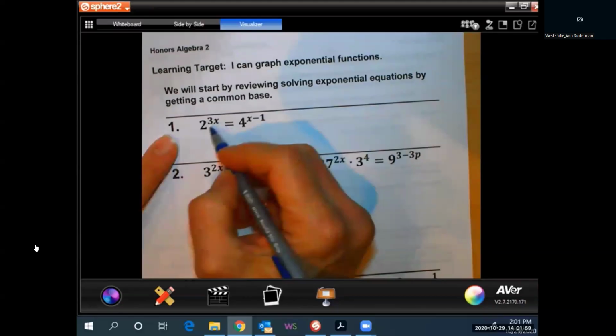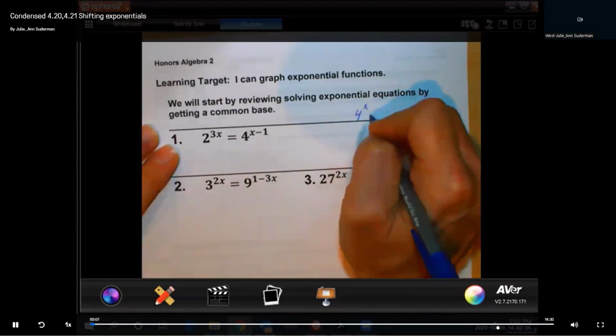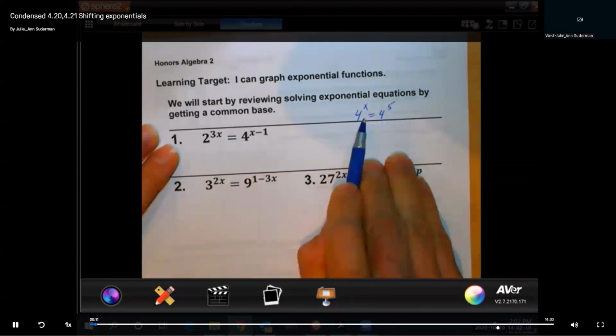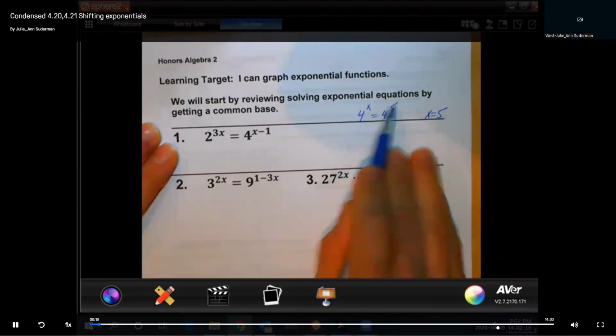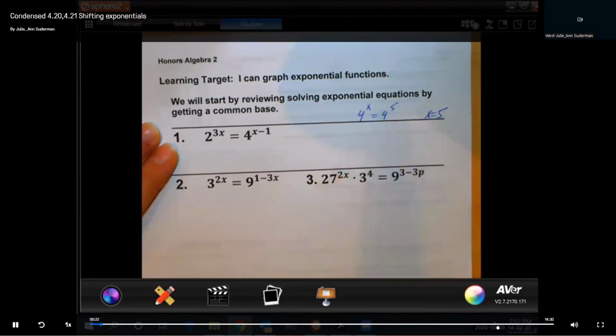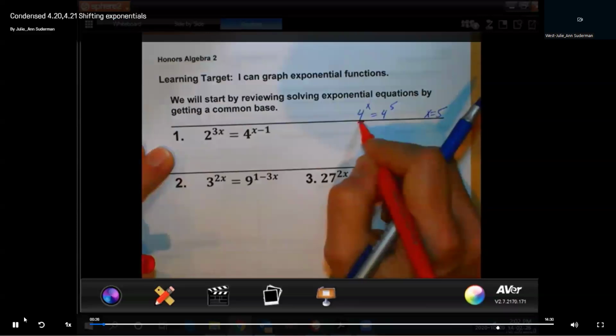What you need to do is get a common base. For example, if I said 4 to the x equals 4 to the 5th, it should make sense that x must be 5. Because 4 to the 5th is some big number, and if this is equal to that, then the x must be 5. So our goal when we're solving these functions is to get a common base.